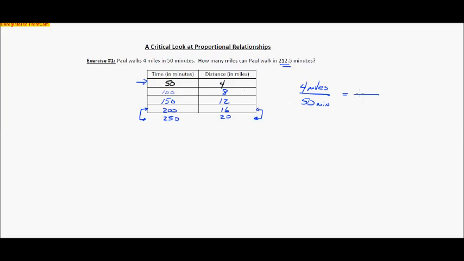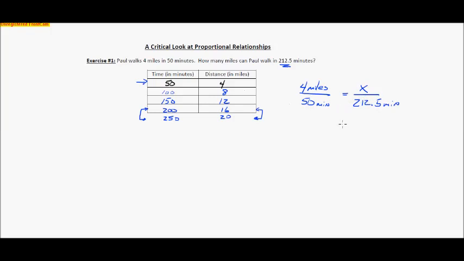And I'm going to set that equal to, and I'm just going to match up what I know and what I don't know. I want to know how far he is going to go in 212.5 minutes. So I'm going to put 212.5 right there, and notice I have minutes on the bottom here in the denominator, and I have minutes on the bottom in the denominator here. And what I don't know is how many miles that's going to match up to.